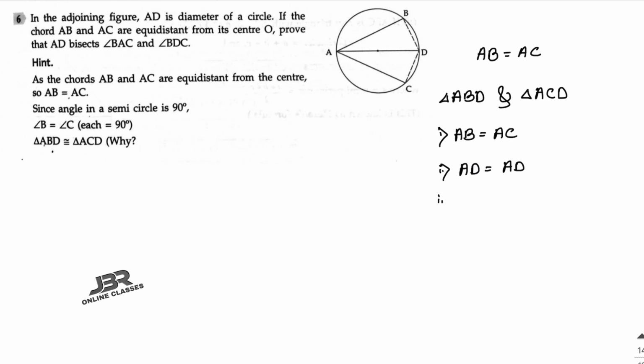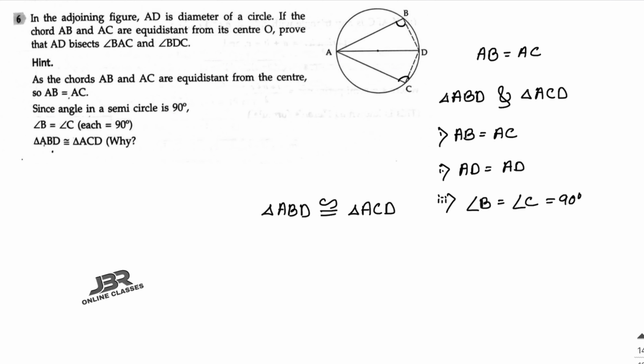The third condition, angle B is equal to angle C, that one equal to 90 degrees. Why 90 degrees? Because angle B is the angle on the semicircle, as AD is the diameter, and the angle which lies on the semicircle is always 90 degrees. As well as angle C also lies on the semicircle, so angle C is also 90 degrees. So that means triangle ABD is congruent with triangle ACD.